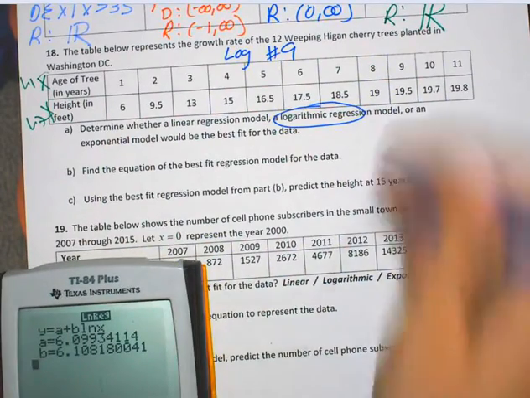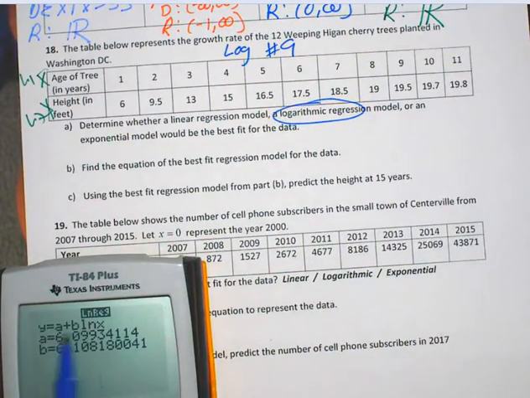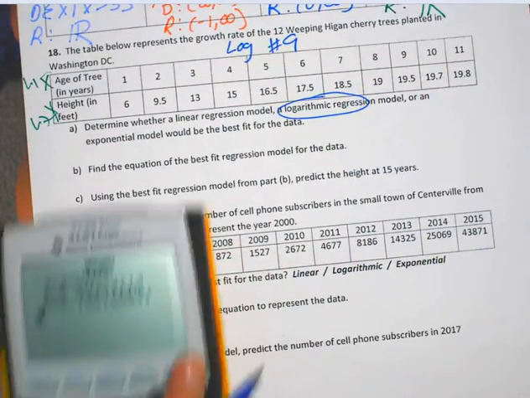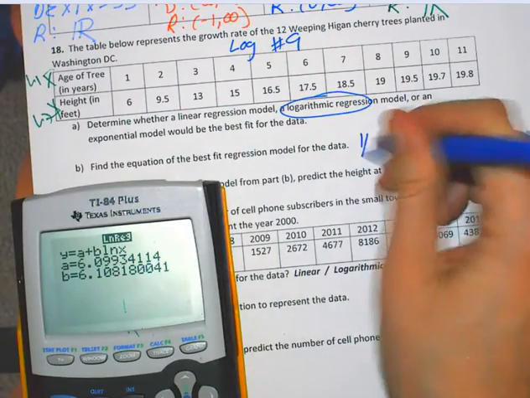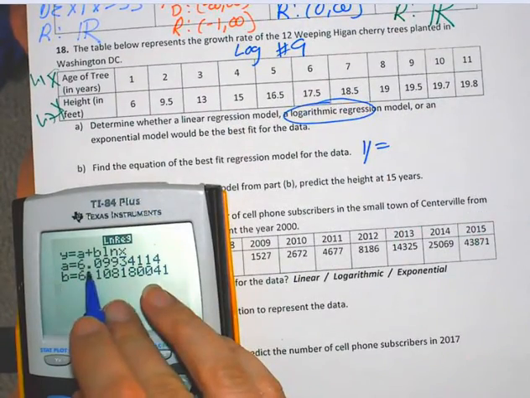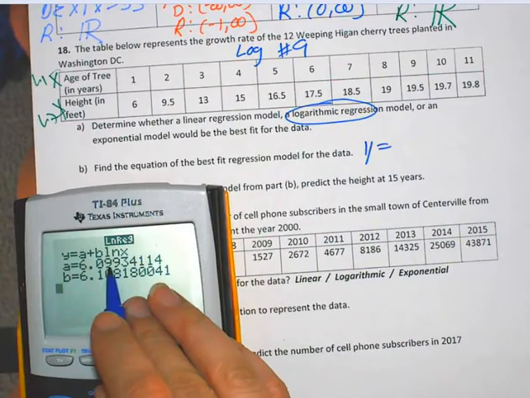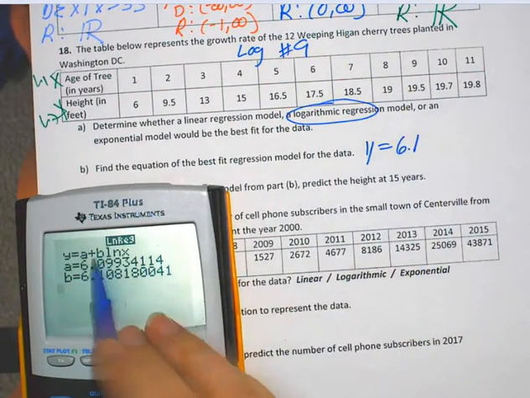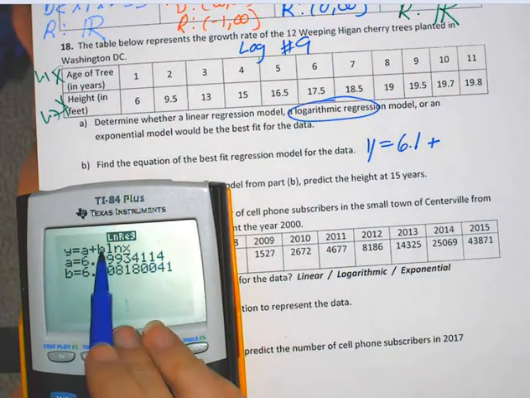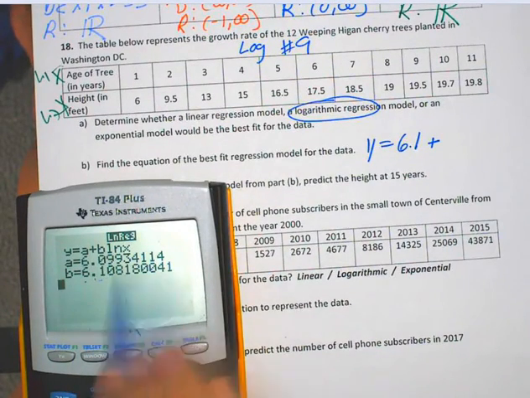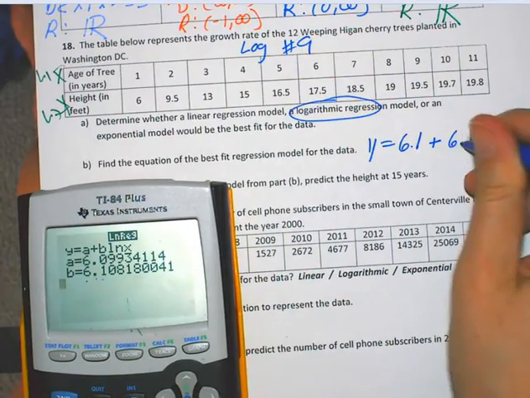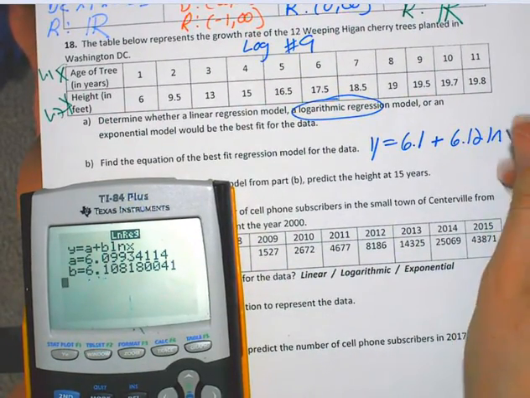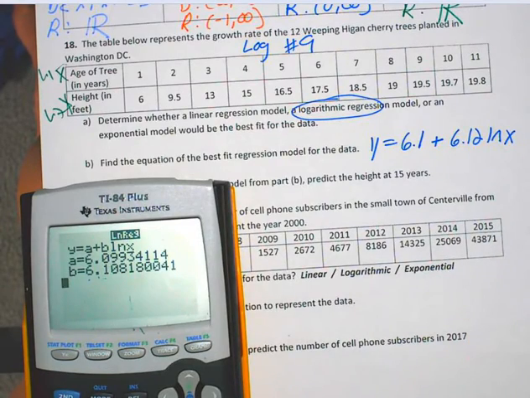Okay, so my best fit model, and notice here that it gives me the information about the model, and then all I have to do is substitute in my values here. So I have y equals, A is 6.099, so that's going to be 6.1, plus B is 6.12, the natural log of x. Okay, so that's my best fit model.